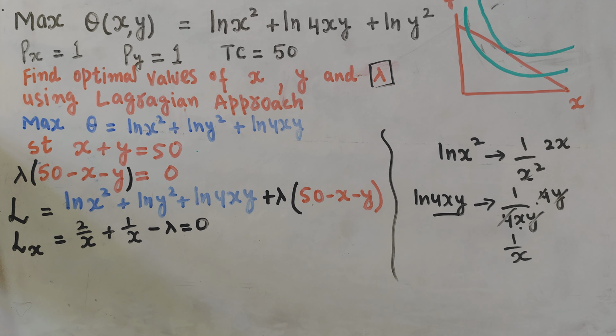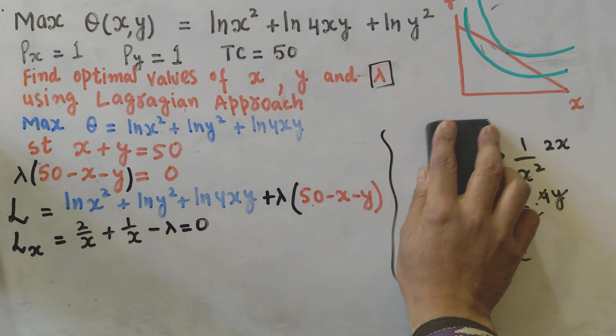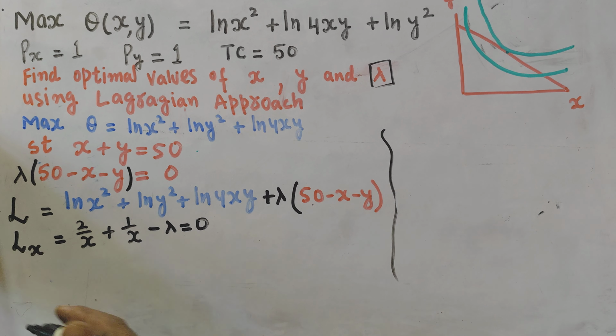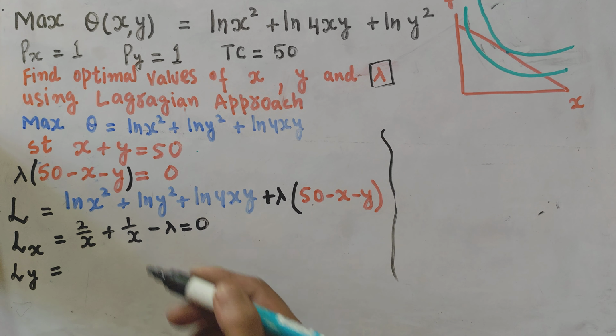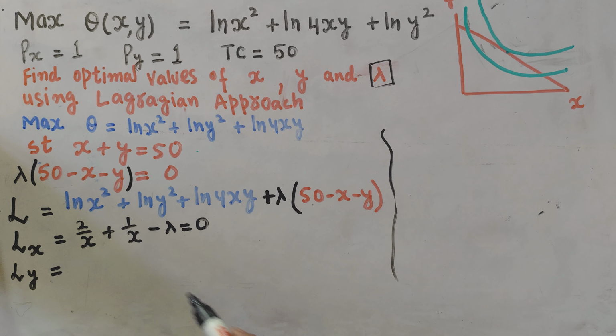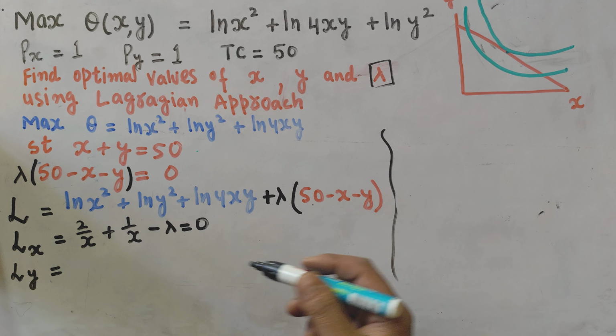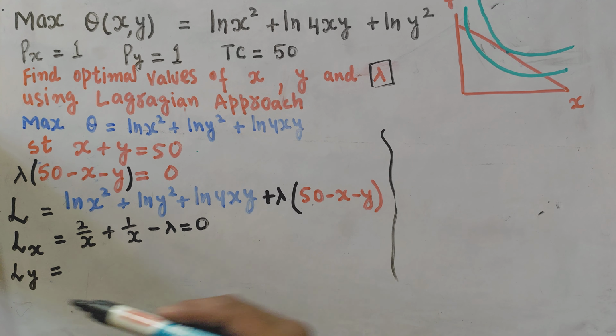Symmetrically, I hope I am doing it in the correct way. Similarly, we take the derivative with respect to y this time. So the derivative of ln of x square will be 0 because we are taking partials with respect to y.